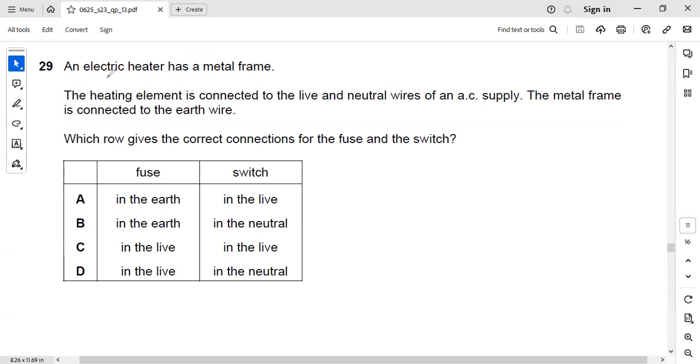Next, an electric heater has a metal frame. The heating element is connected to the live and neutral wire of an AC supply. The metal frame is connected to the earth wire. Which row gives the correct connections for the fuse and switch? When you're connecting a live AC supply, you'll be connecting the fuse in series, and the switch is also connected in series. So the right answer is that the fuse needs to be connected in series with the live wire. The switch needs to be connected in series with the live wire. C is the right answer.